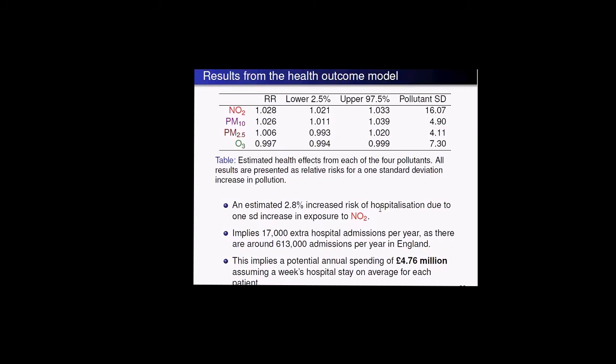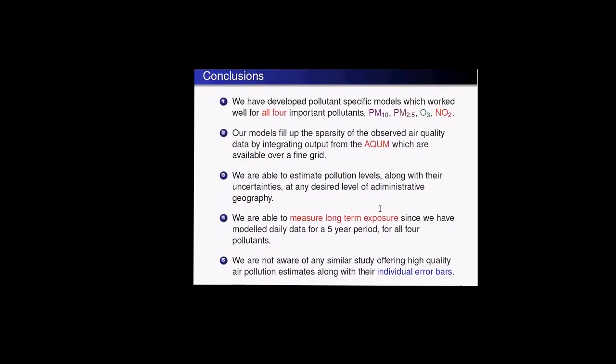So I'll quickly come to conclusions. We have developed pollutant-specific models which work well for all four important pollutants, PM10, PM2.5, O3, and NO2. Our models fill up the sparsity of the observed air quality data by integrating output from the AQ arm, which are available over a fine grain. We are able to estimate pollution levels along with their uncertainties at any desired level of administrative geography, because we can just block average up, and we are able to measure long-term exposure since we have modeled daily data for a 5-year period for all four pollutants.